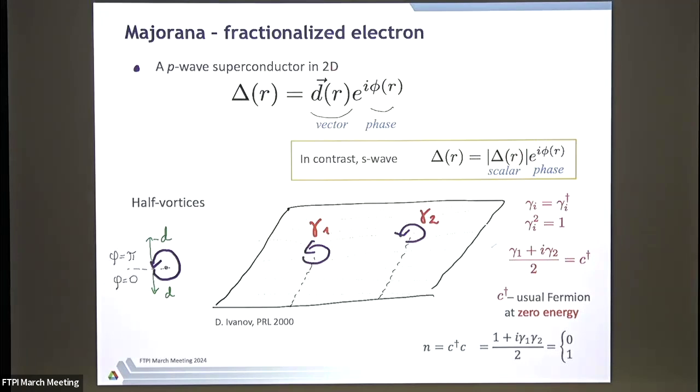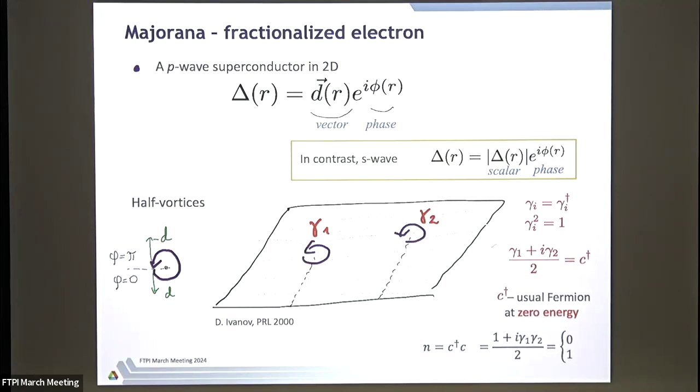In particular, if we pick a point and go around it, we can wind the phase by angle pi, and we can add this extra missing pi by rotating this vector d in the order parameter from d to minus d. So it's a legitimate vortex. The order parameter remains single valued as I go around this point, but it turns out that the properties of this vortex are actually rather different from the standard one.